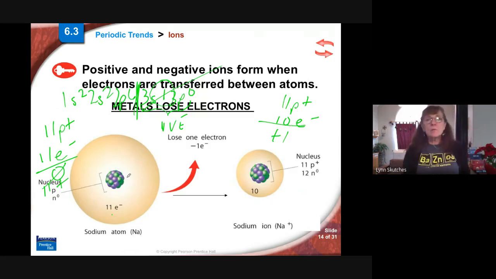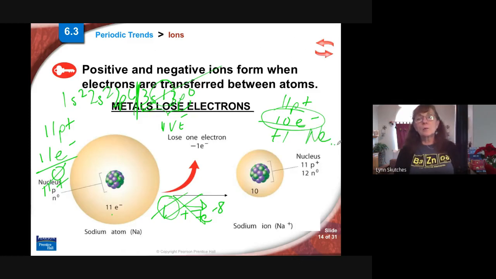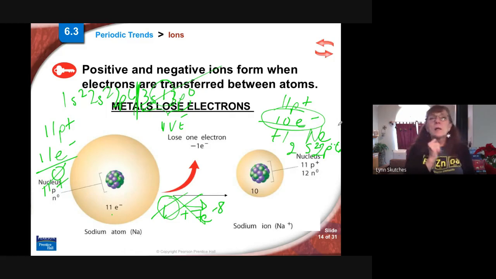Why? Because if you have 1 and you need to get to 8, you would have to pick up 7 more electrons. That means you have to have a bigger nucleus. That doesn't happen. It's much easier to lose that 1, get 10 electrons. The element that always has 10 electrons is neon. That's a noble gas, 2s2 2p6. Elements gain or lose electrons to get noble gas configuration. Metals form positive ions.